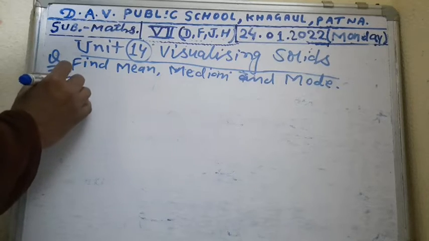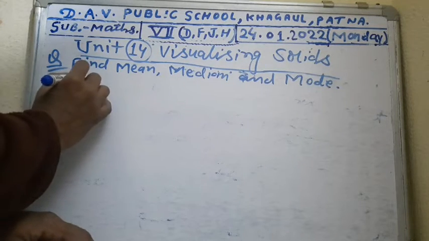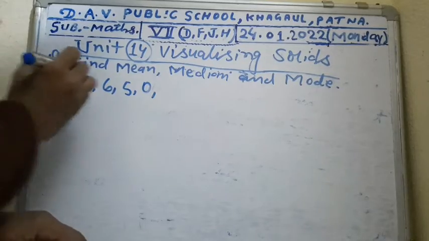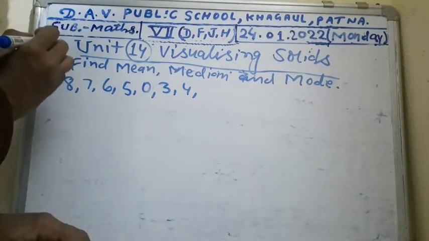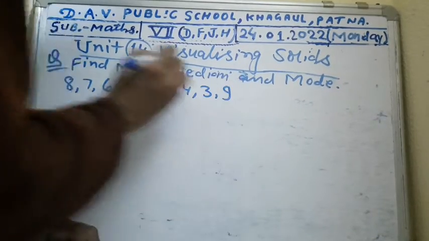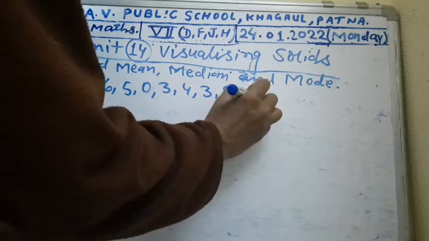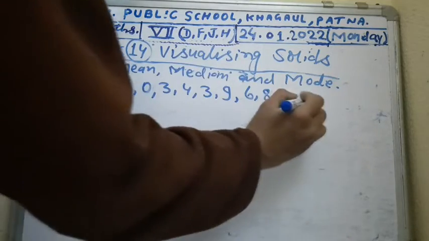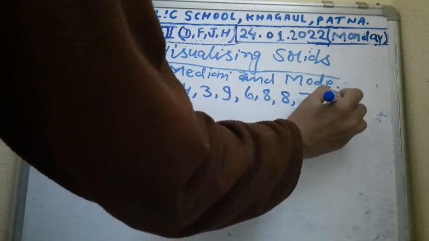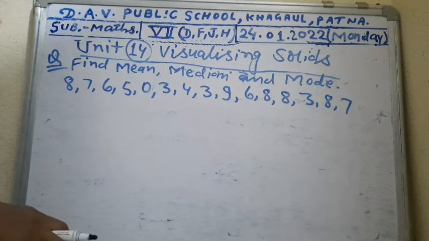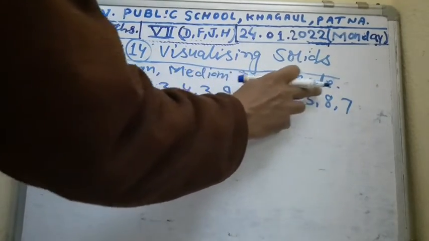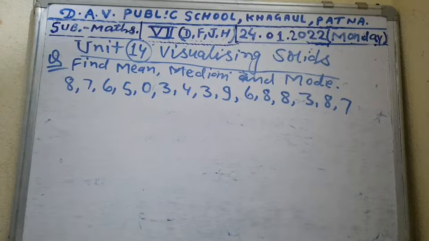8, 7, 6, 5, 0, 3, 4, 3, 9, 6, 8, 8, 3, 8, 7, 3, 8, 7. That is number of observation. First we count 1, 2, 3, 4, 5, 6, 7, 8, 9, 10, 11, 12, 13, 14, 15. Number of observation is 15.